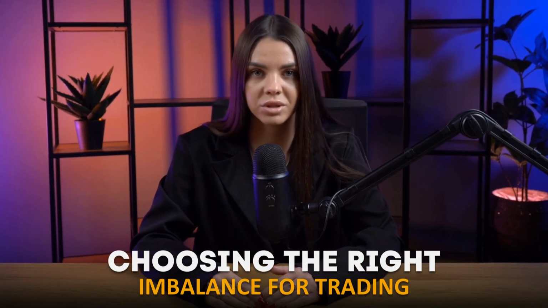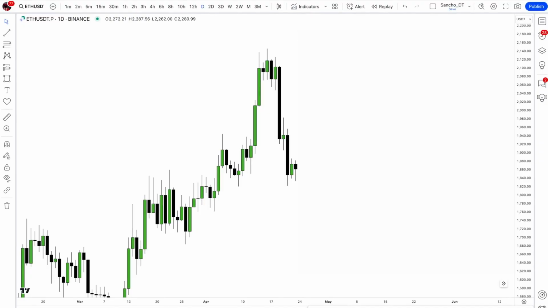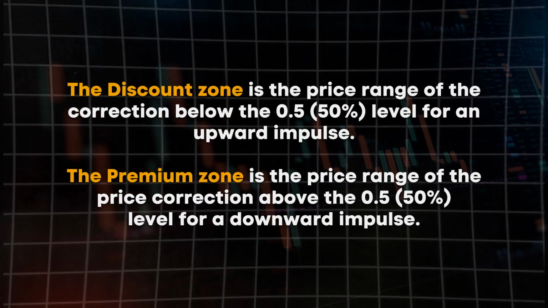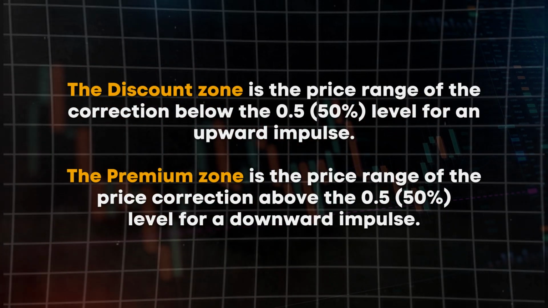Let's discuss how to select the most suitable imbalance for trading. On a chart, you might often see a situation where two bearish imbalances form during a price drop. At first glance, they might seem equally significant, but the right choice depends on their context within the market. To evaluate the potential of each, refer to the concepts of premium and discount zones. How do you do this?